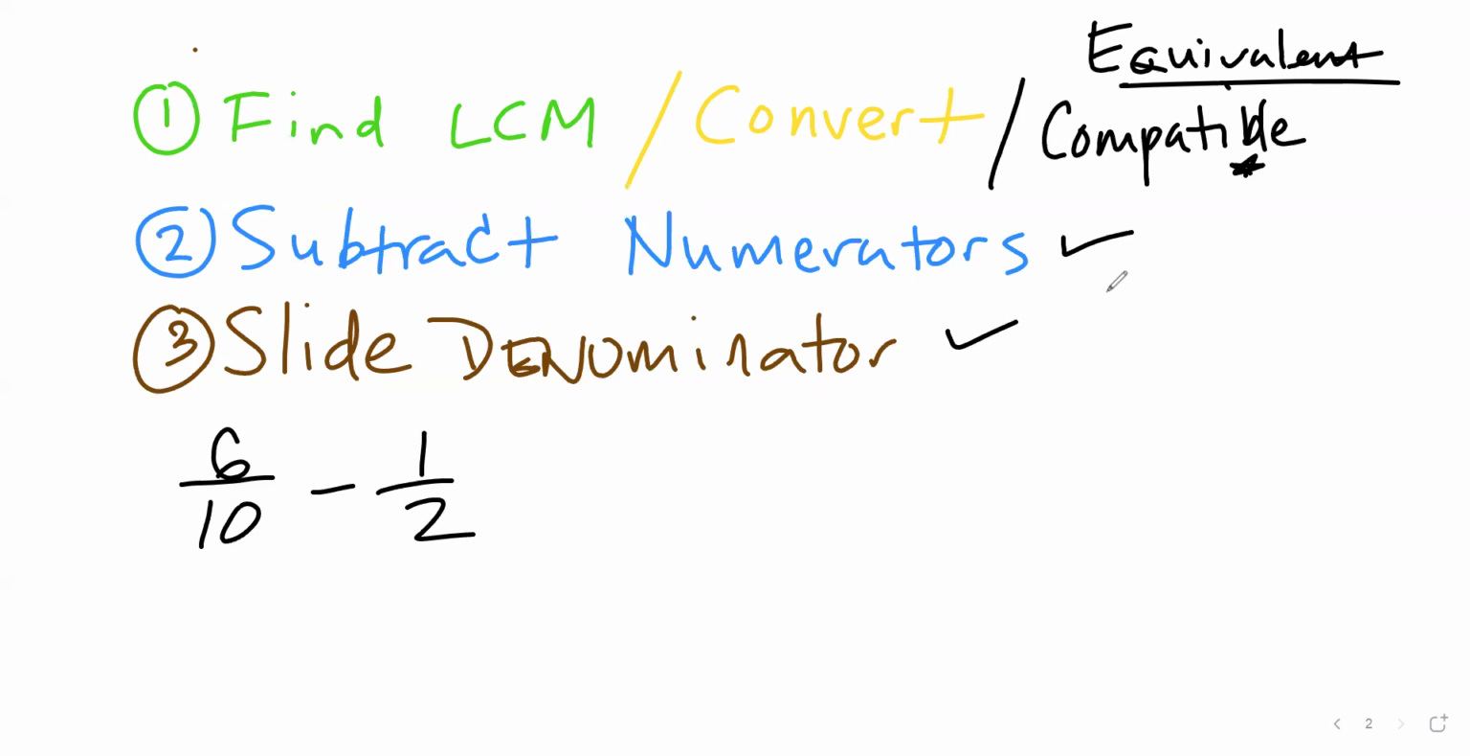Again, they're not compatible, so the first thing I'm going to do is find the LCM. When we talk about the least common multiple, we're talking about a multiple of the denominators. As you learn more in math, you'll see this is called the LCD, the least common denominator, when we do this work.